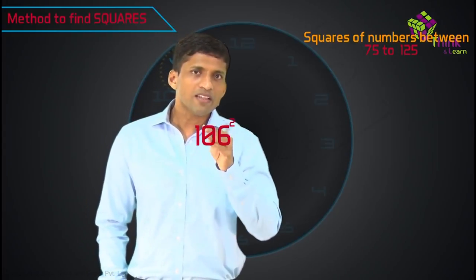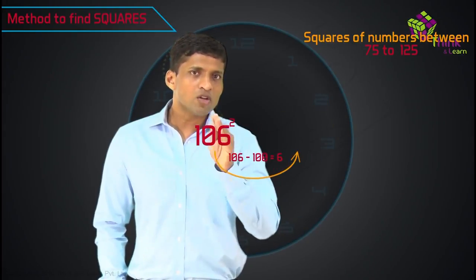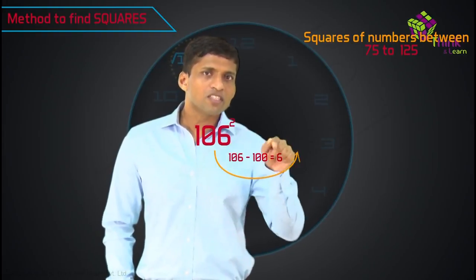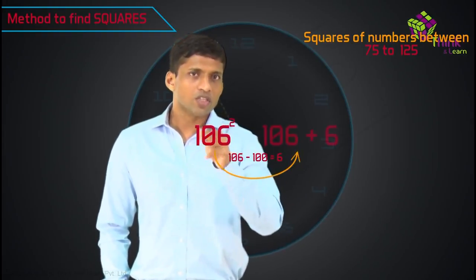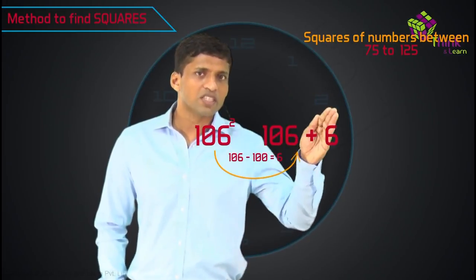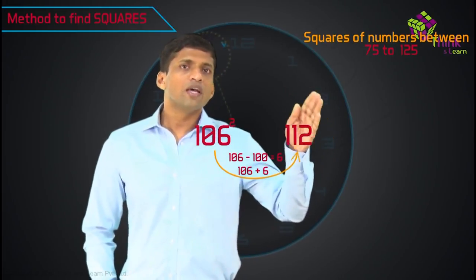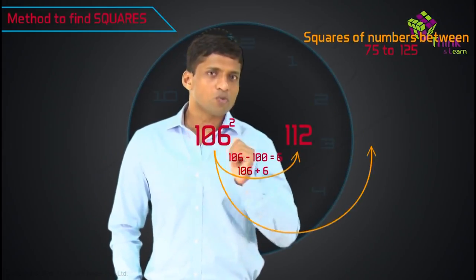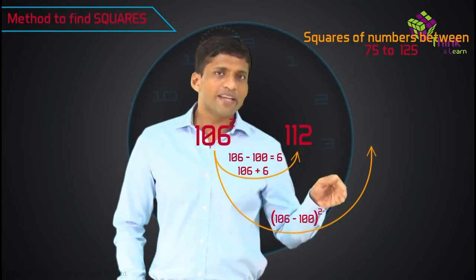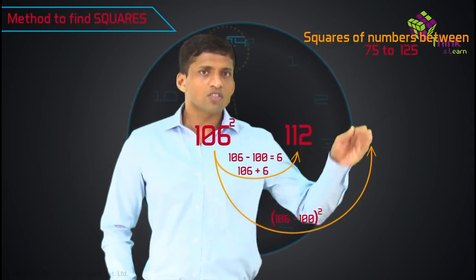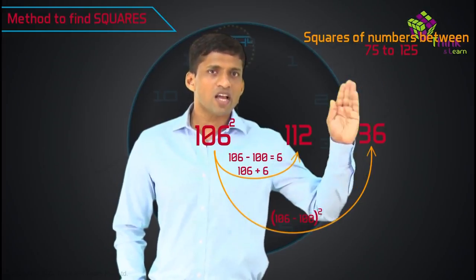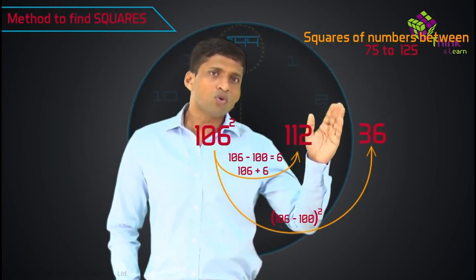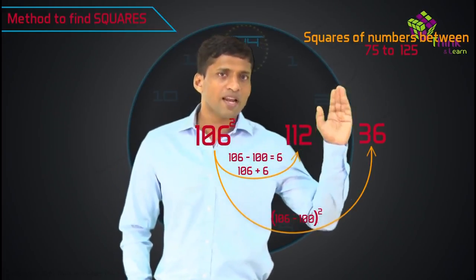First step is take the difference from 100, that is 106 minus 100 equal to plus 6. So add this number, since it's plus 6, add 6 to 106. That is 106 plus 6, you get the first three digits as 112. Second step is take the same difference, that is 106 minus 100 is 6, but take the square of that as in the previous method. So you'll get 36, 6 square is 36, and that will be the last two digits of the square. So what's the answer here? 112 will be the first three digits, 36 will be the last two digits.